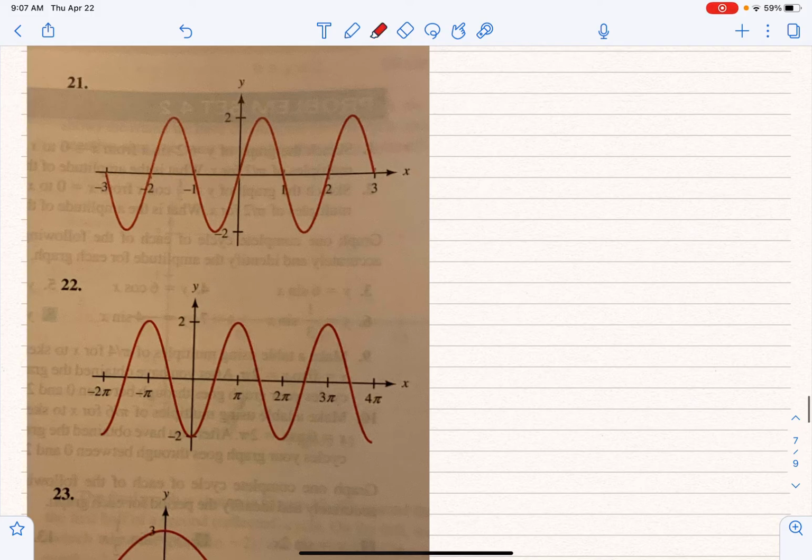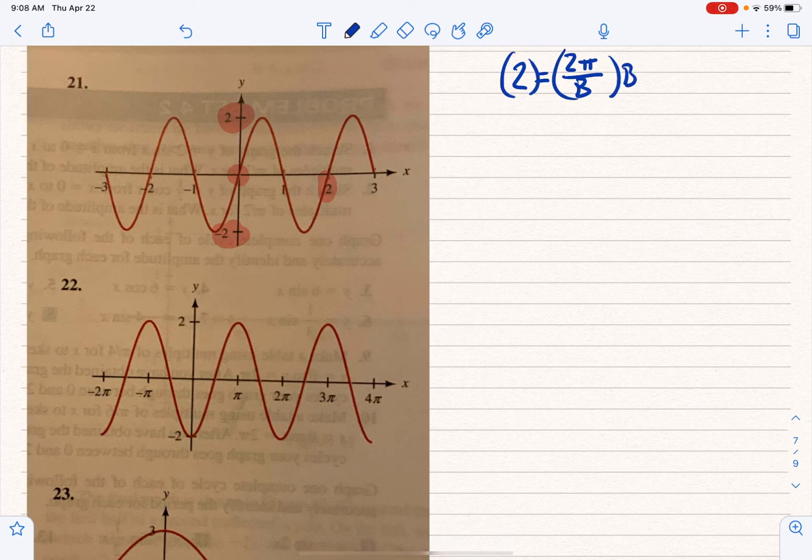Again, real simple. We can see right here the amplitude, the wave goes up to 2, goes down to negative 2. It starts at the origin. This is the sine wave. A little bit weird. The period is not 2 pi, but 2. Okay, and I'm curious if anybody was able to get this. So now we know the period, 2, is equal to 2 pi over b. Well, what would b have to be? Well, let's go ahead and multiply both sides by b, and then divide both sides by 2. These cancel out. You get that b is equal to 2 pi over 2, which is just pi.